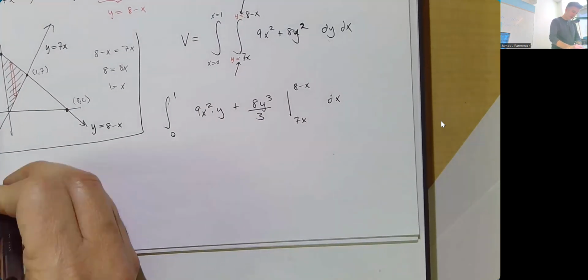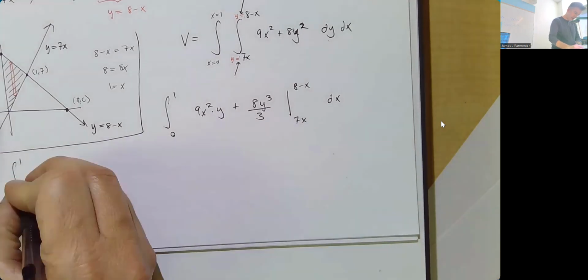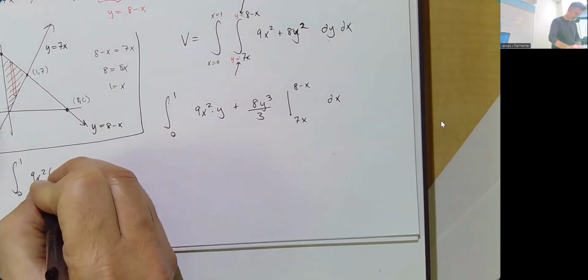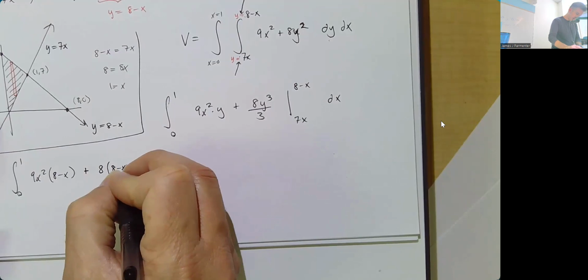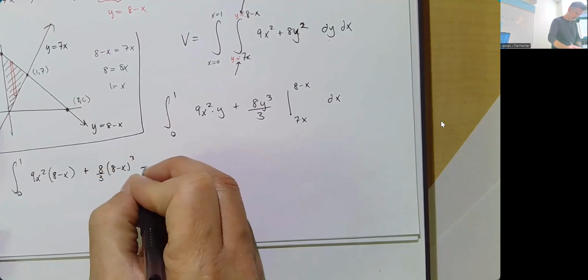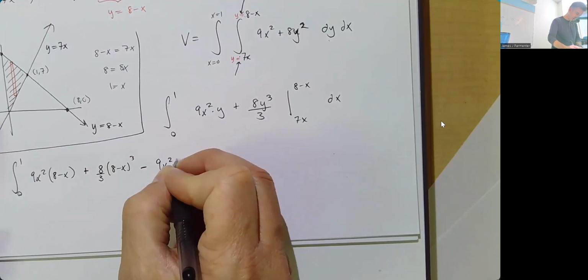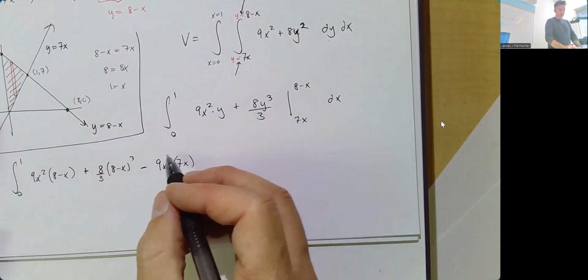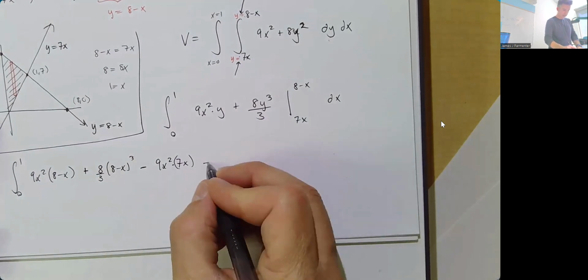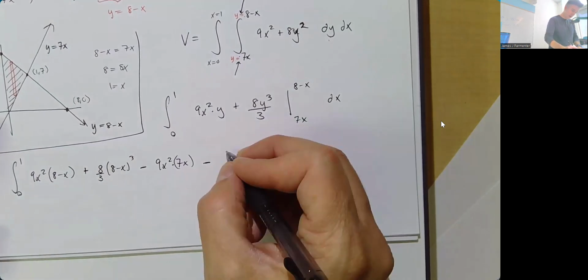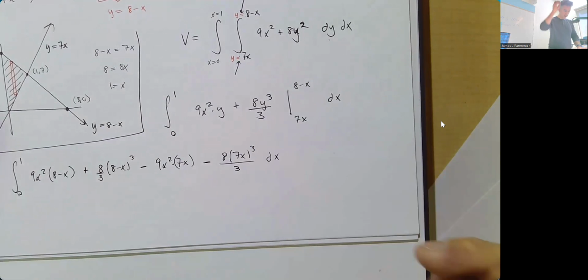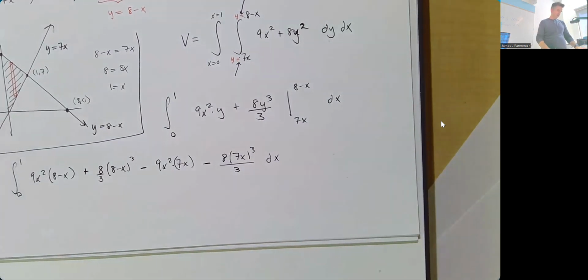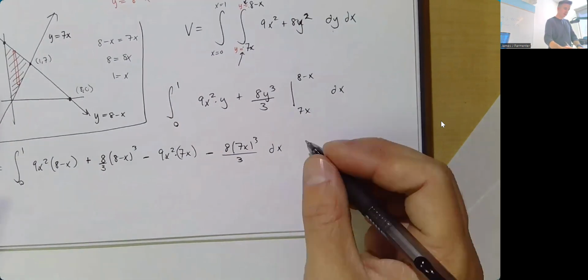Plug in, you're going to get the integral from 0 to 1 of 9x squared times 8 minus x plus 8 times 8 minus x cubed over 3 minus 9x squared times 7x. And instead of doing a minus the parentheses with a plus, I'm just going to do minus minus, right? Because it would be a minus sign if I distributed it. 8 times 7x cubed over 3. And that is pretty terrible. Yeah, pretty terrible. Here's the simplification I would make.